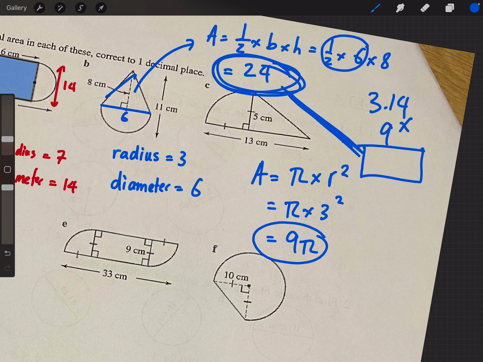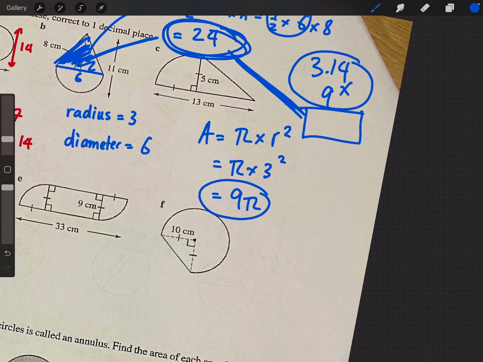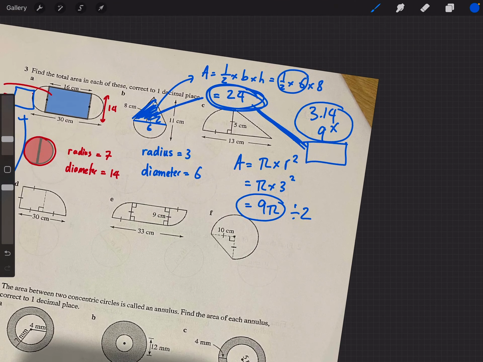24 is the area of the triangle. That's that area there. And when you do 9 times pi, that's the area. Oh, hold on. When you do 9 times pi, you have to also divide it by 2 because we only have half a circle, right? So once you get the answer, just add it to 24 and then get the total area.